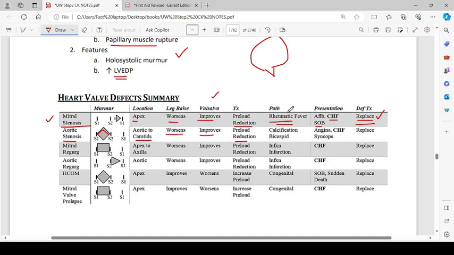Treatment is preload reduction. The pathogenesis is calcification of the aortic valve and the bicuspid aortic valve, and presentation is with angina, congestive heart failure, and syncope. The definitive treatment is to replace the valve.